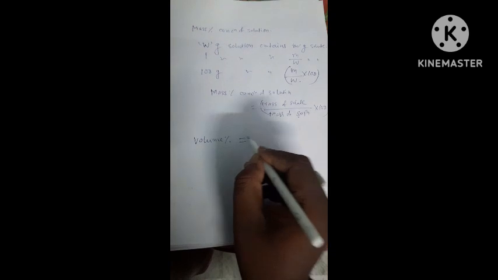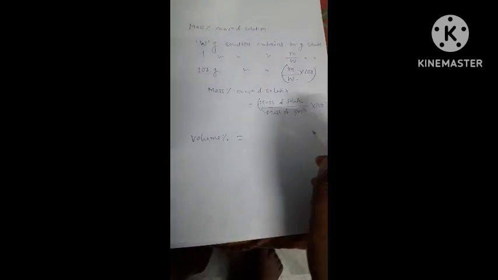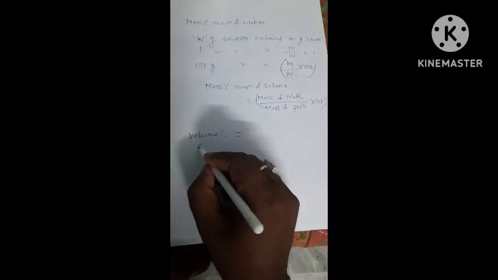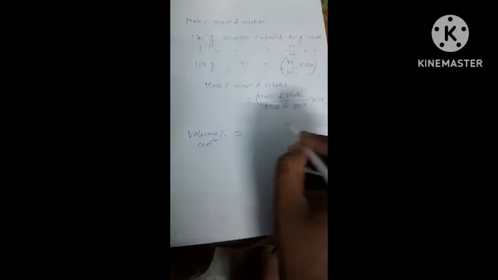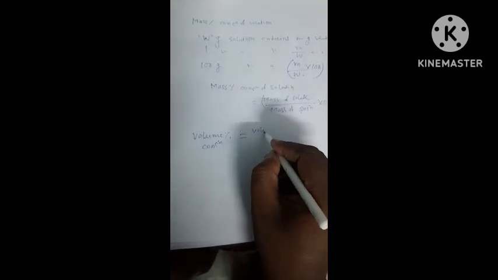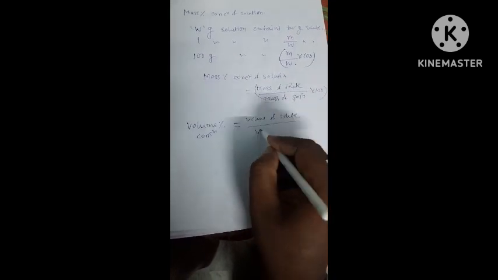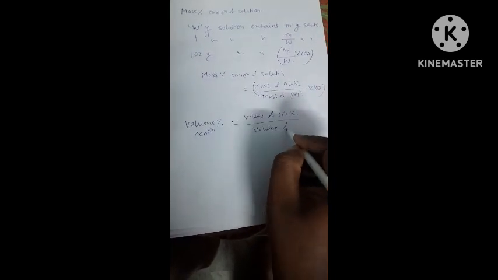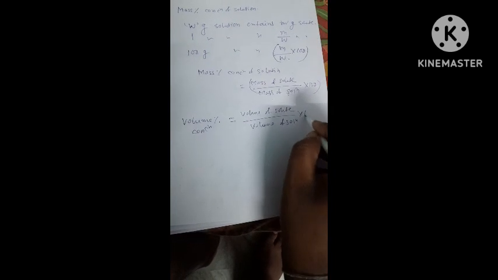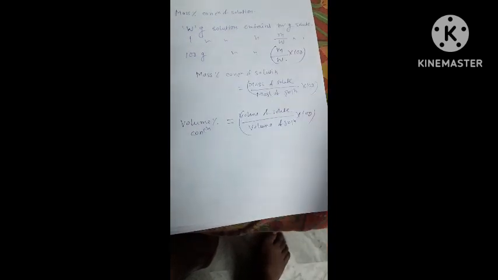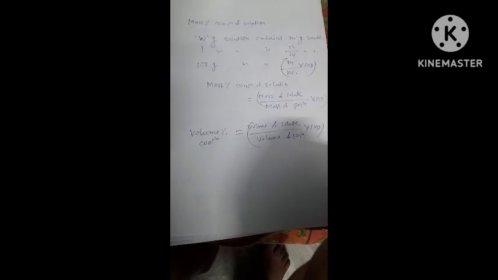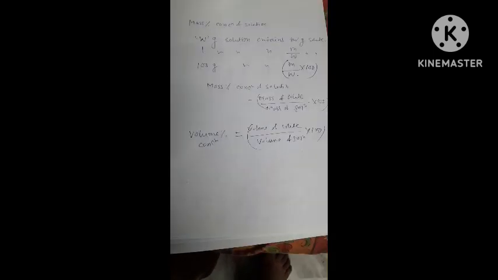So similar way we can write the formula of volume percentage concentration of solution equal to the volume of solute divided by volume of solution into 100. Okay, so this is the volume percentage concentration of solution.